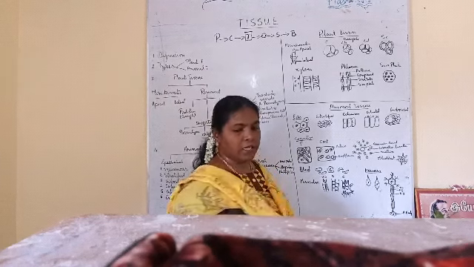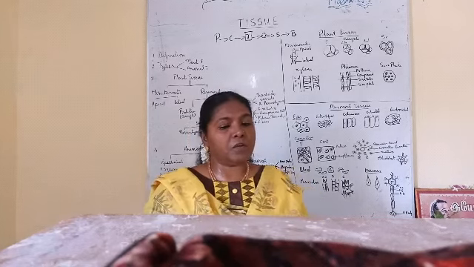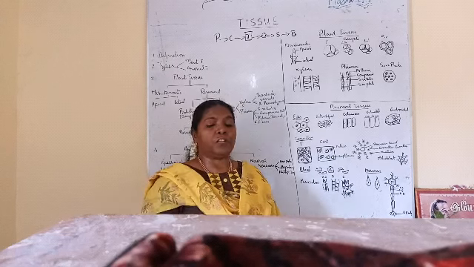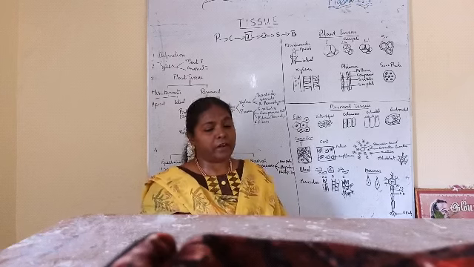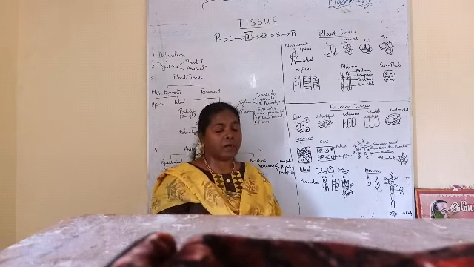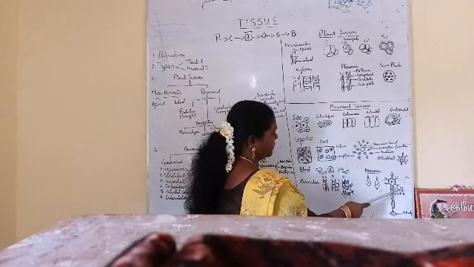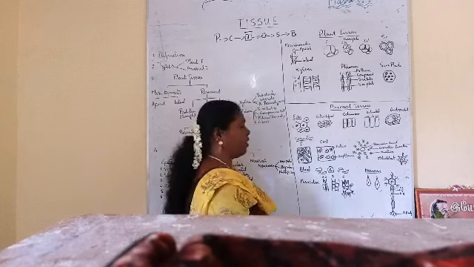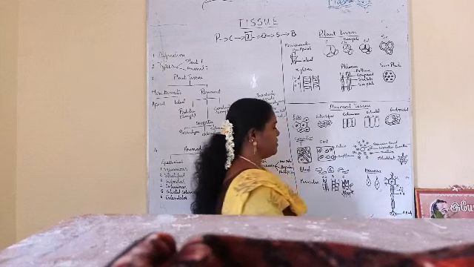In some multipolar neurons, the axon is covered by myelin sheath. If it is covered by myelin sheath, the neuron is said to be a myelinated neuron. If it is not covered by the myelin sheath, the neuron is said to be a non-myelinated neuron. Then it is also covered by another membrane called neurolemma. It encloses cytoplasm and nucleus.